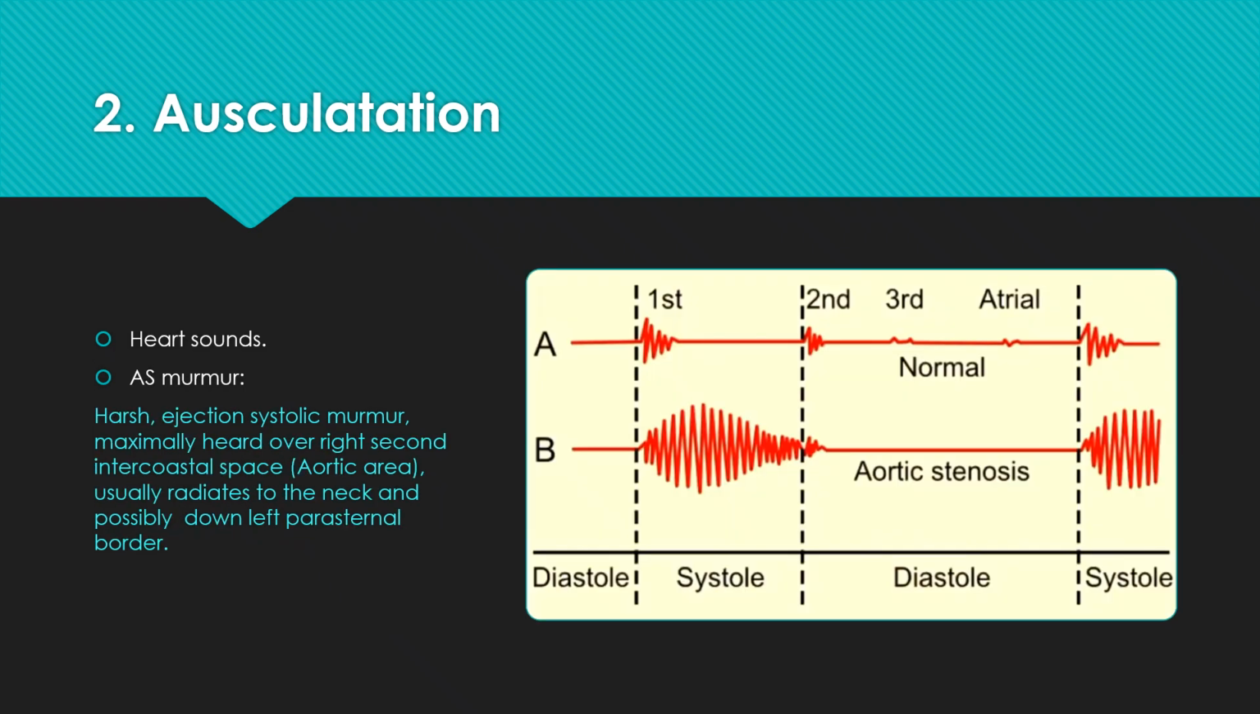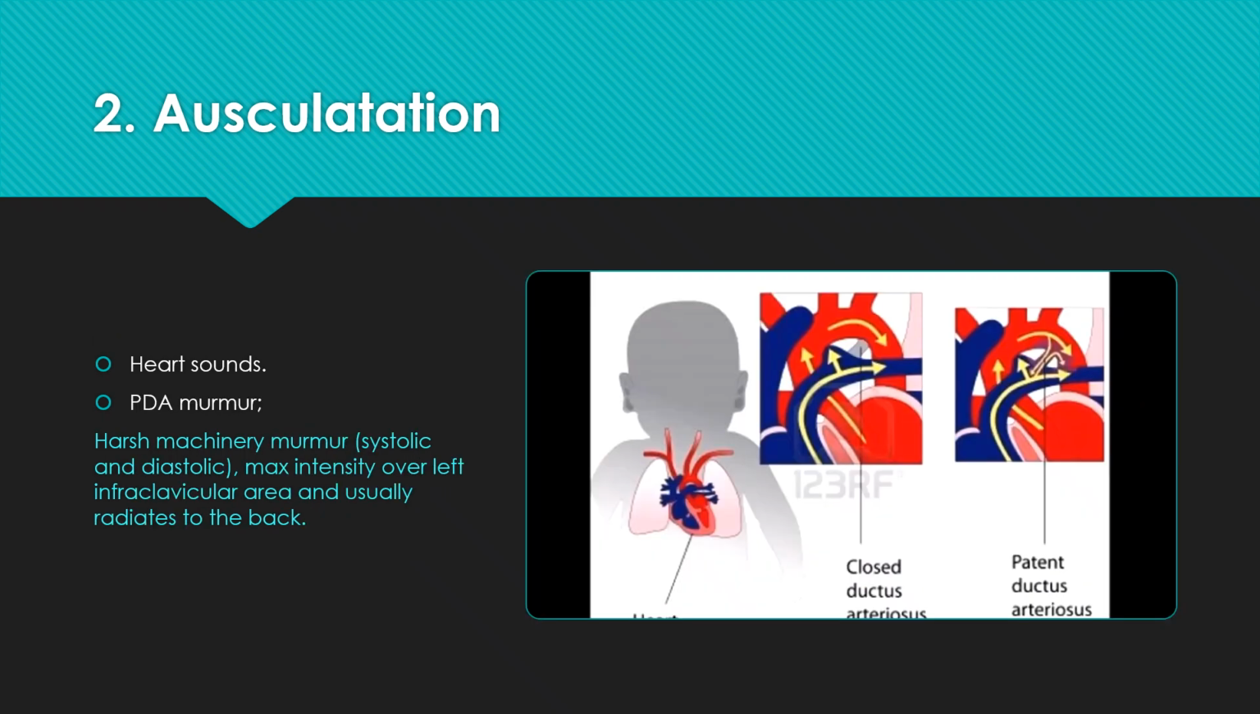And then we can have a murmur of aortic stenosis, which is a harsh ejection systolic murmur maximally heard over the aortic area, the right second intercostal space, and usually radiates to the lower part of the neck. The PDA murmur is quite different, being a harsh machinery continuous murmur with systolic and diastolic components, and heard maximally over the left infraclavicular area.